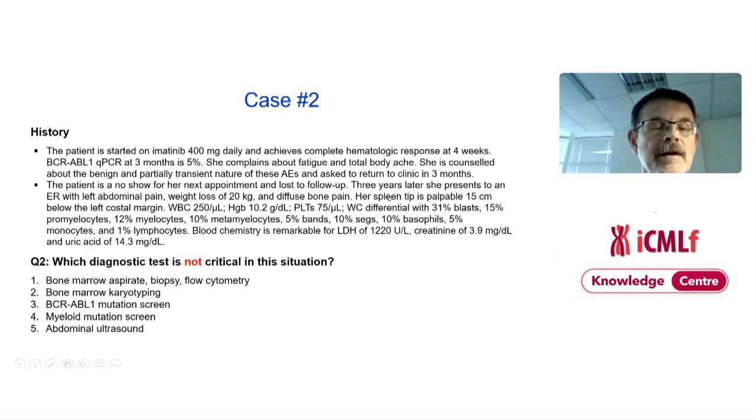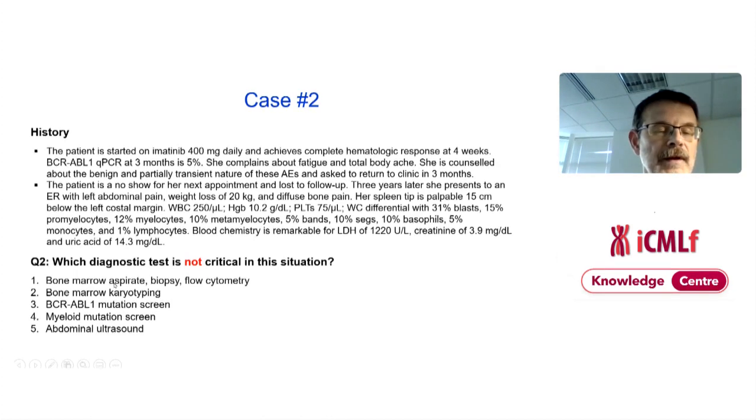The spleen is now enlarged, and the white count is 250 with 31% blasts and quite a few promyelocytes. Blood chemistry is remarkable, high LDH, creatinine of 3.9, and uric acid of 14.3. So which diagnostic test is not critical in this situation?